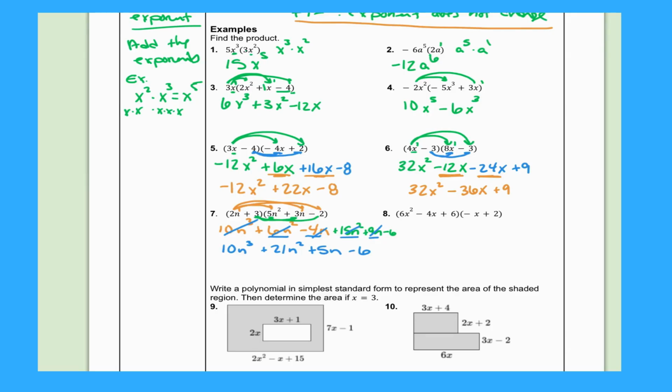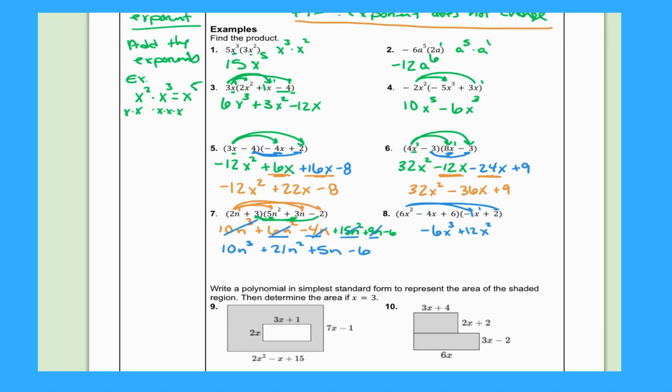And then number 8, we have 3 terms in the first one. So I could distribute backwards because it ends up being the same work, and I can start with the smaller binomial, but I'm just going to go ahead and start on the left. So I'm going to take 6x squared times negative x, and that's going to be negative 6x to the third. And that's because there's a hidden 1 here and here. So 6 times negative 1 is negative 6. x squared times x to the first is x to the third. And then 6x squared times 2 is going to be 12x squared.